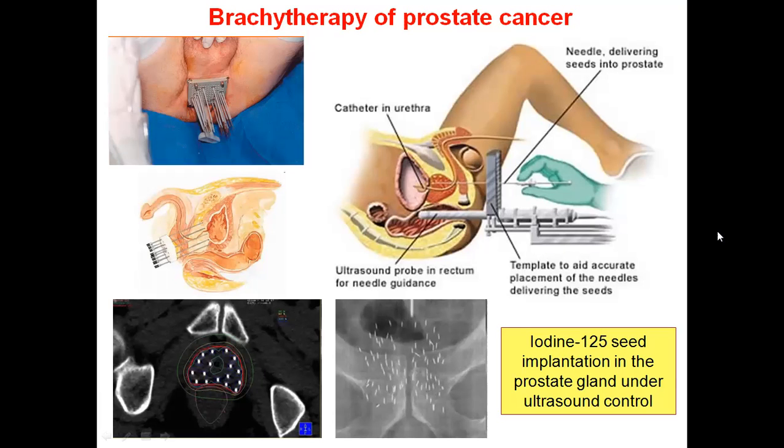Here is an example of interstitial brachytherapy. One of the most effective techniques in the whole of brachytherapy is treatment of early stage prostate cancer. Technique of iodine 125 seed implantation in the prostate gland under ultrasound control, using an ultrasound probe inserted in the rectum, a template to aid accurate placement of needles in the tissue of the prostate, and at last the final position of needles in the patient, and control CT and X-ray control of correctness of inserted needles.